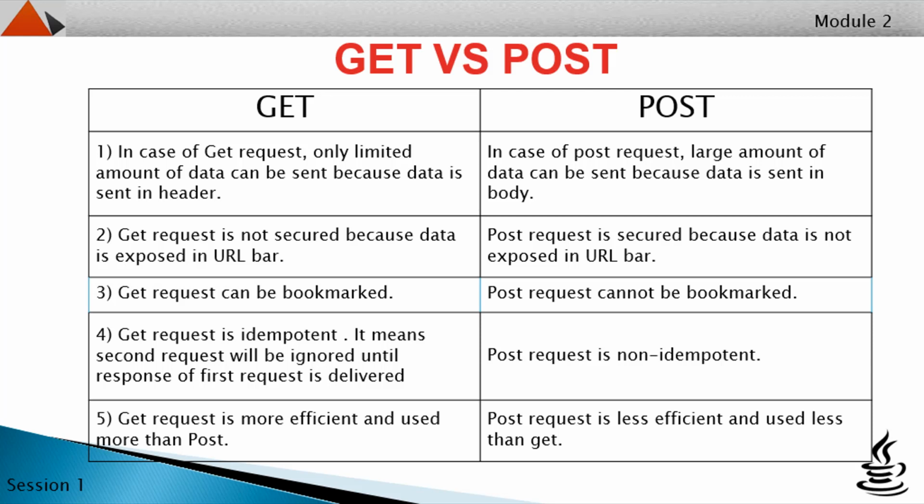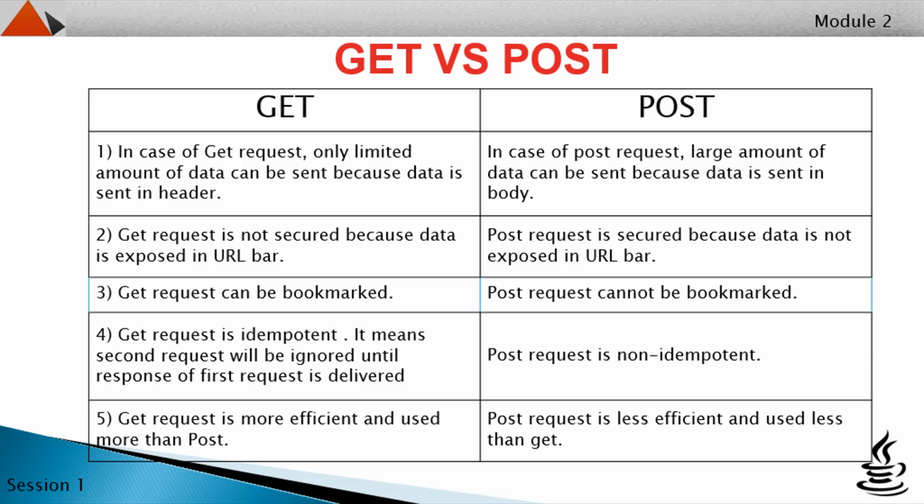A GET request is idempotent. It means the second request will be ignored until the response of the first request is delivered. But a POST request is non-idempotent. A GET request is more efficient and used more than POST. But a POST request is less efficient and used less than GET.